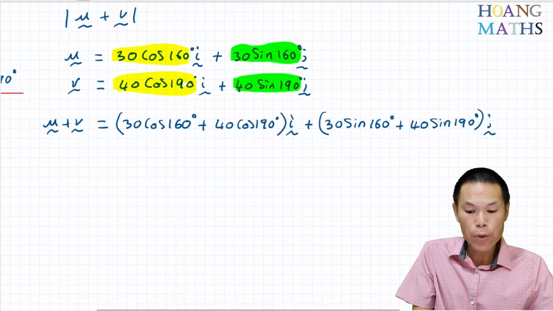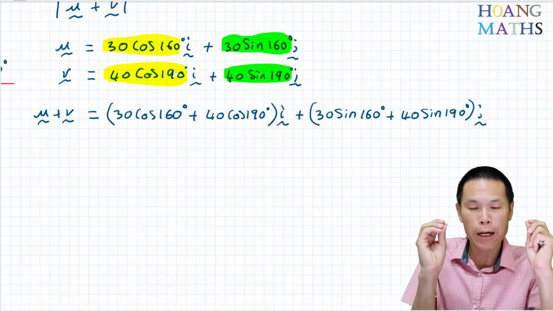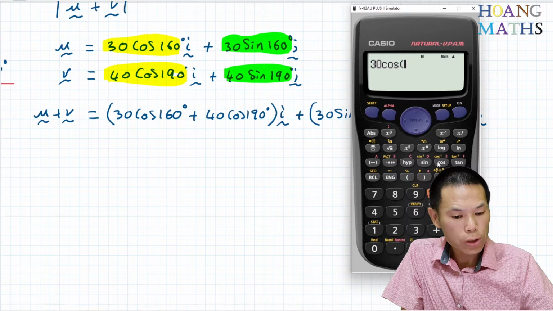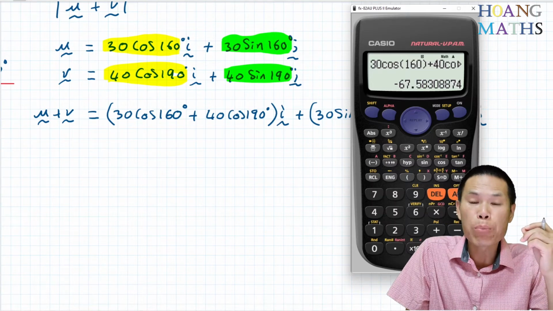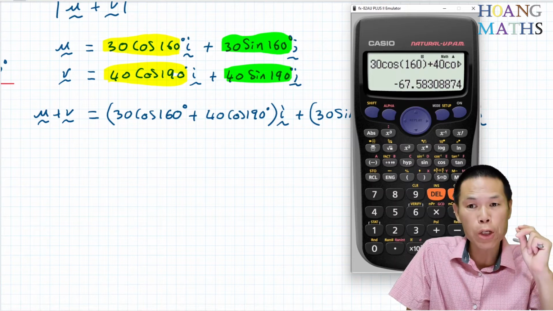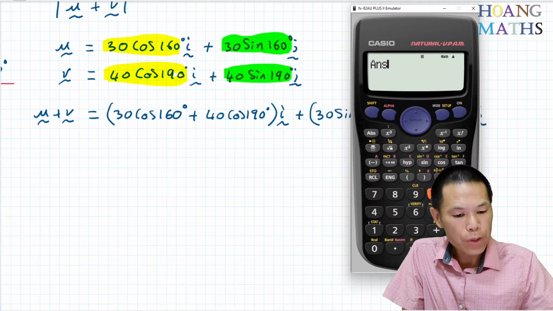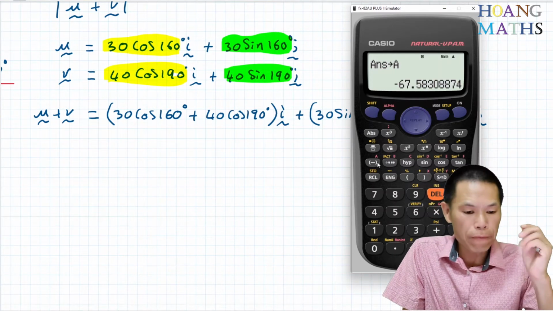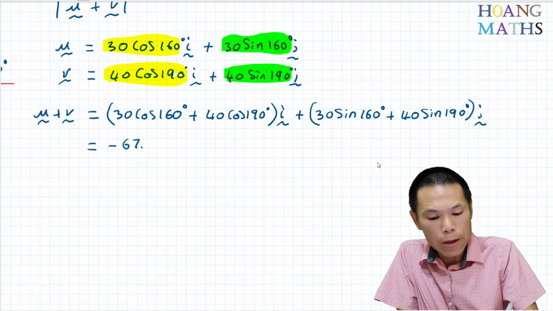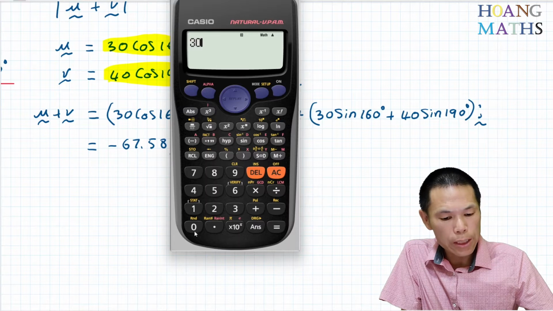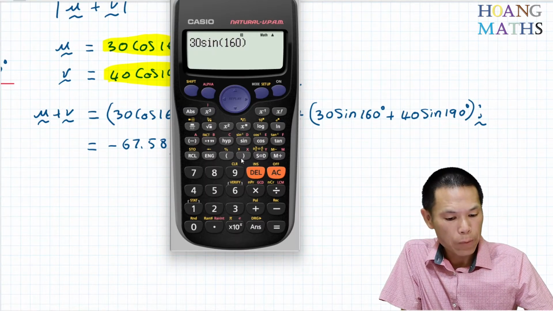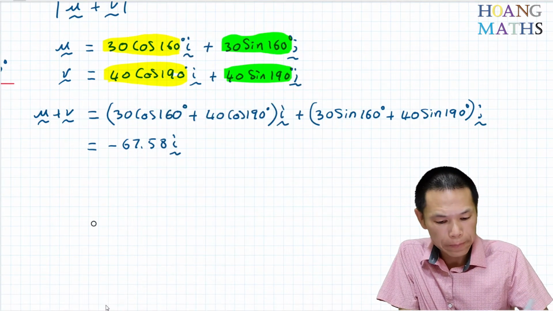Now to find the magnitude, let me put that in a calculator first, which makes it simpler. I go 30 cos of 160 degrees plus 40 cos of 190 degrees. There you go, negative 67.58. I write it to 2 decimal places, and I store this in memory A because I need it later: answer, shift, store A. So negative 67.58 is the i component. To work out j, I put in the calculator 30 sine of 160 degrees plus 40 sine of 190 degrees, which gives 3.31.